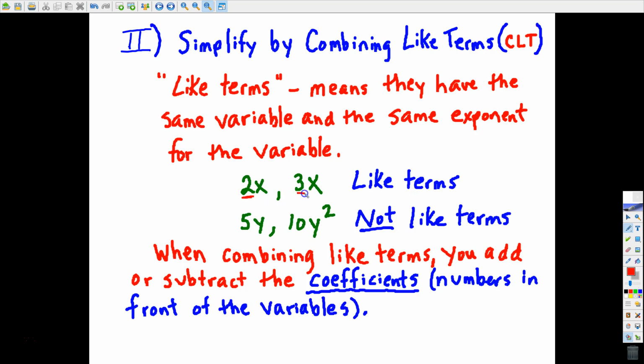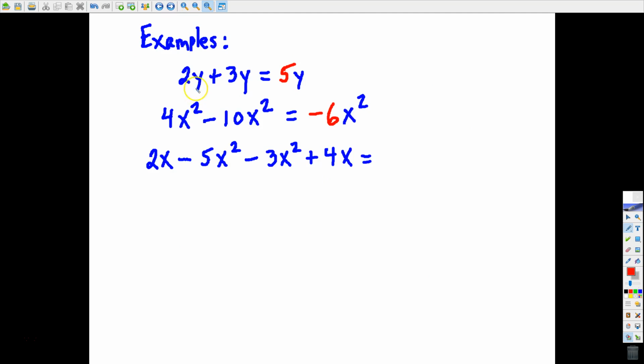And what I mean by coefficients are the numbers in front of the variables. 2 is a coefficient, 3, 5, and 10. So the operation will be performed on the coefficients. Okay, let me show you some examples.